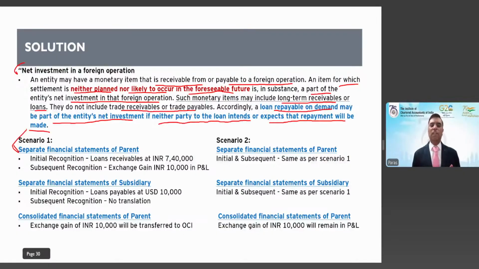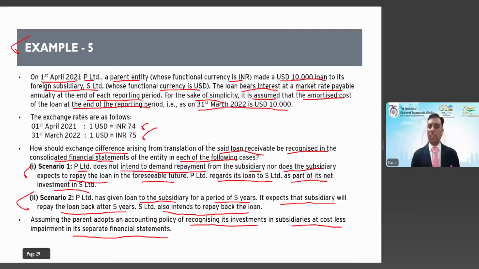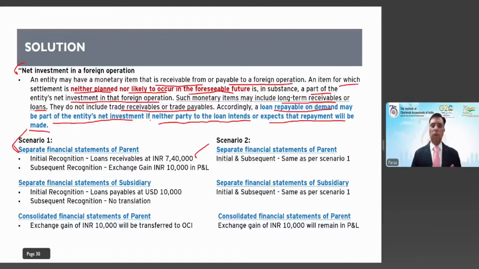In the separate financial statements of the parent, you will recognize the loan receivable, right? And this loan receivable will be recognized at a value of 7,40,000 rupees. How has it been calculated? 10,000 is the USD amount and 74 is the rate on the date of transaction, right? This is the spot rate on 1st of April 2021 when this transaction occurred. So the parent company is required to recognize this loan in its separate financial statements at a value of 7,40,000 rupees.